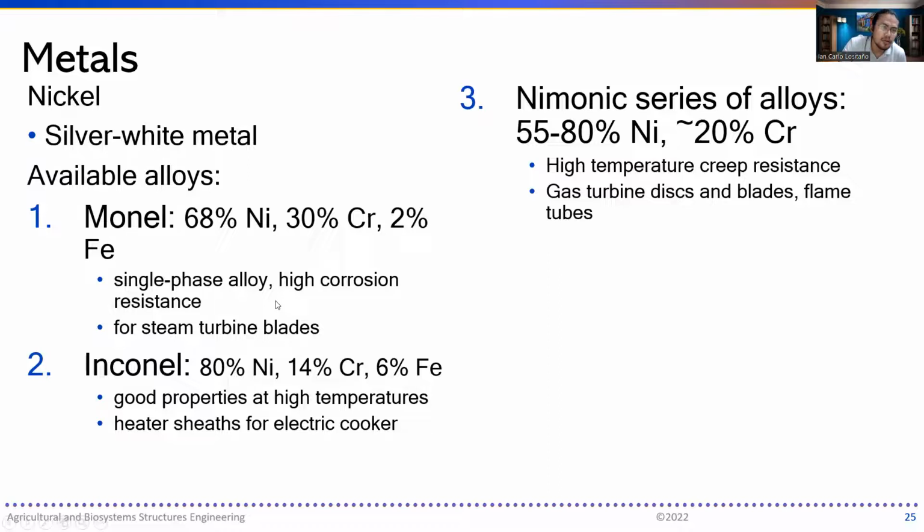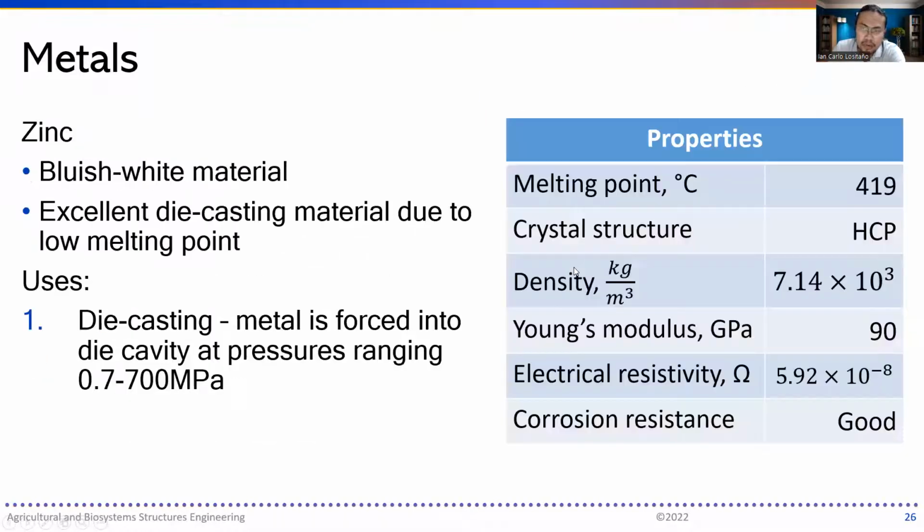There are also alloys of nickel, where nickel is the major component. So you have your Monel, a single phase alloy with high corrosion resistance, used for steam turbine blades. Inconel has good properties at high temperatures, used for sheets for electric cookers, 80% nickel, 40% chromium, and 6% iron. The Nimonic series, 55 to 80% nickel and 20% chromium, has high temperature creep resistance, used for gas turbine discs and blades, and also for flame tubes.